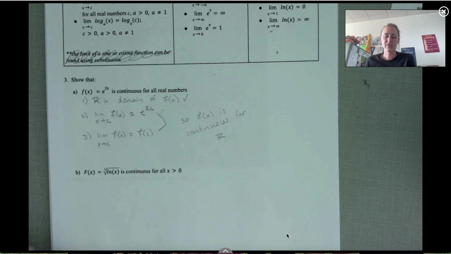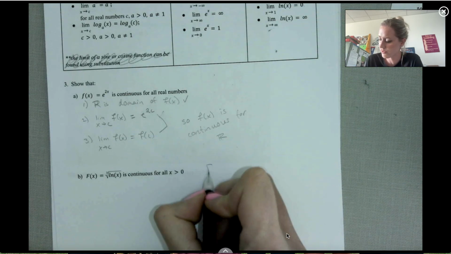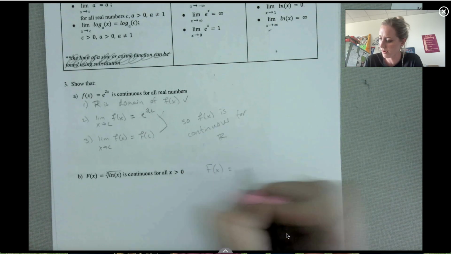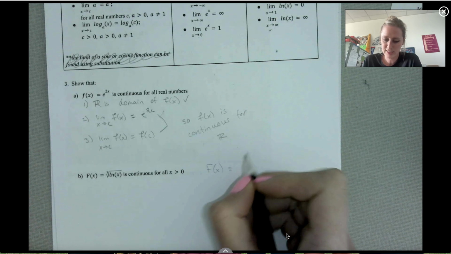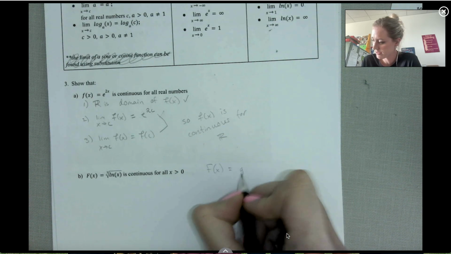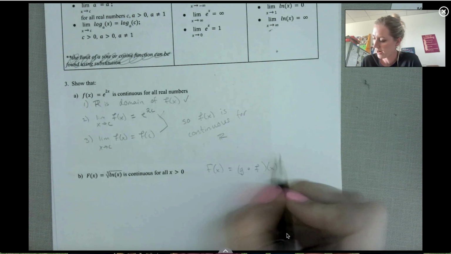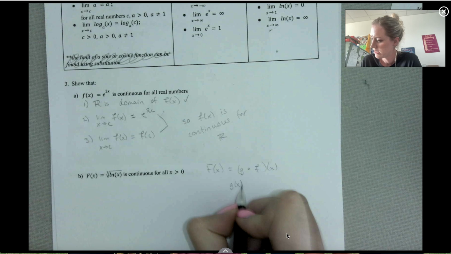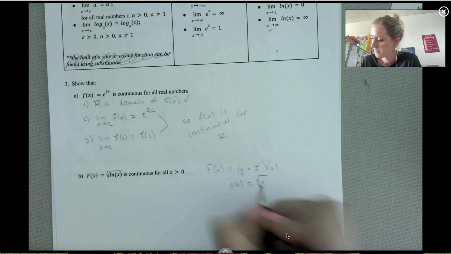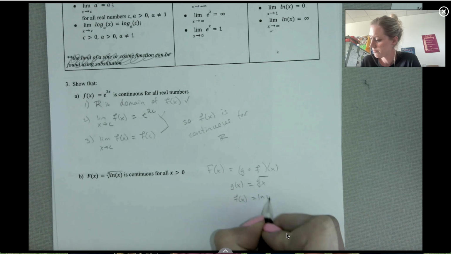Okay? All right, this next one. I could think of this as a composition of two functions. So I'm going to break this apart. I'm going to say that this is the same as g of f of x, where g of x is the cube root of x, and f of x is natural log of x.